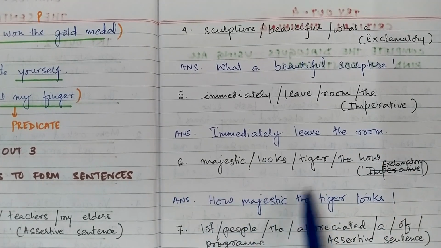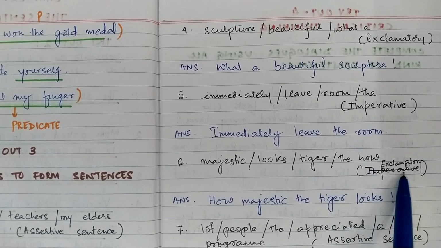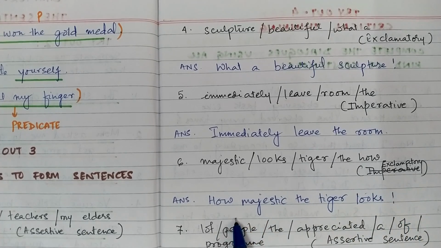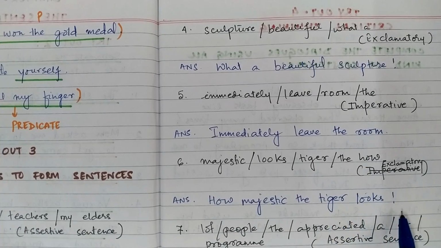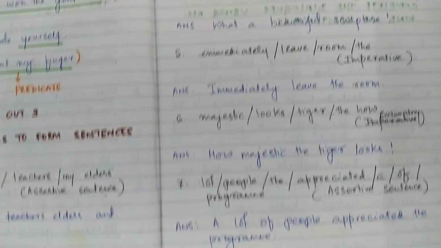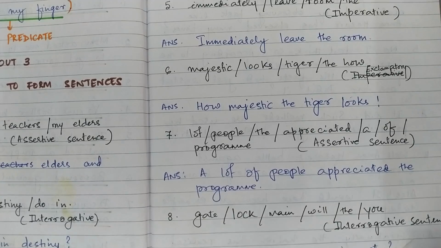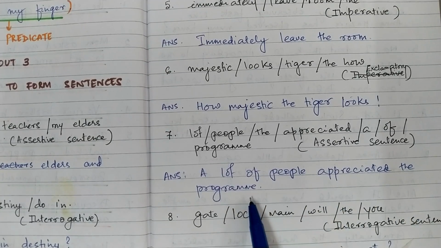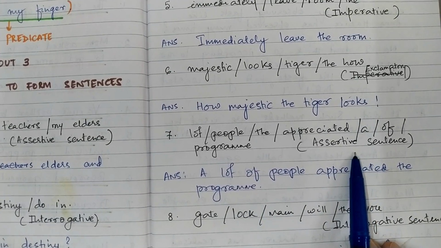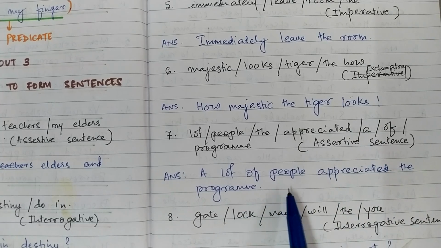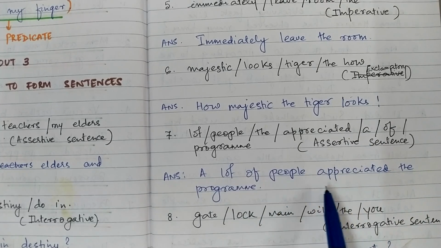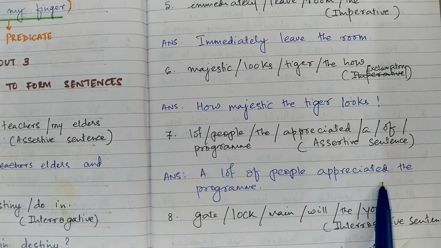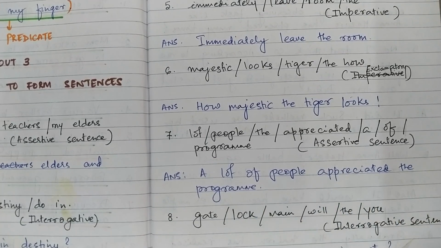Number 6. This is an exclamatory sentence to be done. So, how majestic the tiger looks! Exclamation mark. Number 7. A lot of people appreciated the program. This is an assertive sentence which has been rearranged because it is stating or declaring that a lot of people appreciated. Appreciated means to praise. They have appreciated the program.